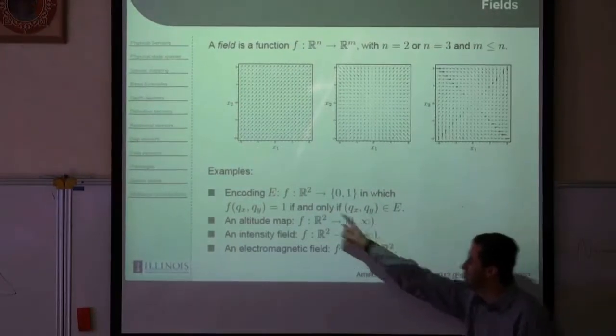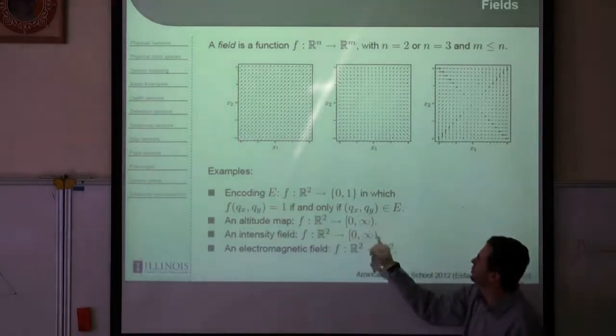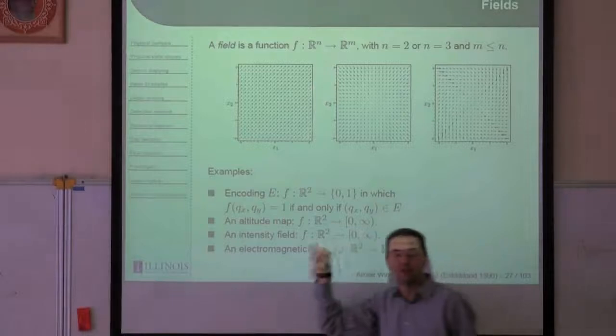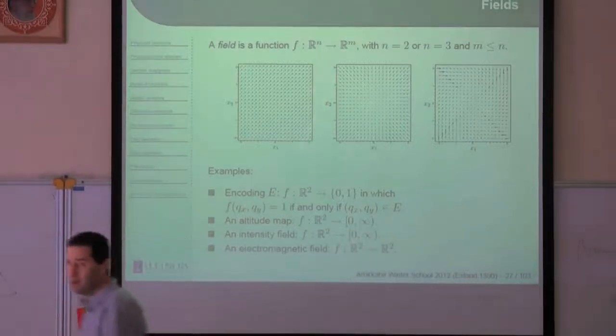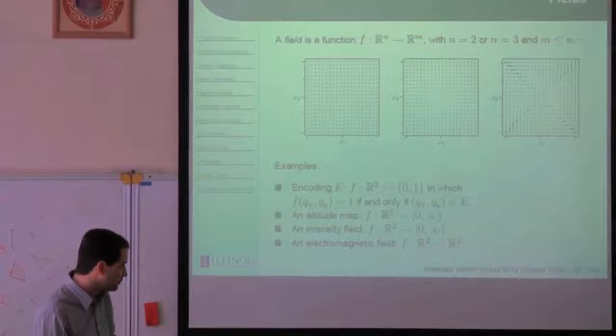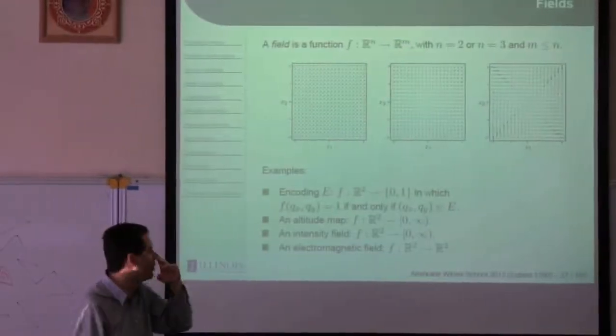Maybe I have, oh yeah, this one up here is interesting. It just tells 1 if you're not in the obstacle region, and 0 if you are. So you can just use a field to binary encode where the obstacles are. So fields are at least as powerful as describing where the walls are.